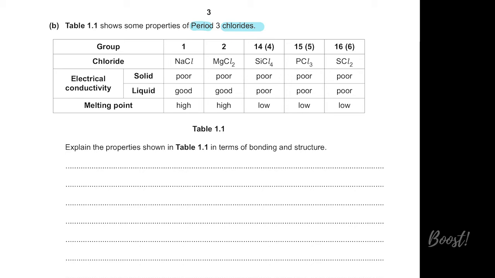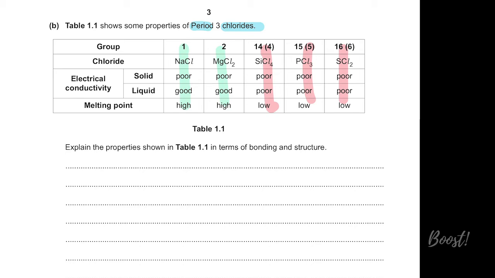So hopefully when you look at this table, you see a clear pattern between these first 2 here and these 3 here. Obviously the first 2 are from group 1 and 2 chlorides, and the last 3 are from group 4, 5 and 6. So we've got metal chlorides and non-metal chlorides. And we can see that they've got different matching properties according to the colours I've highlighted.